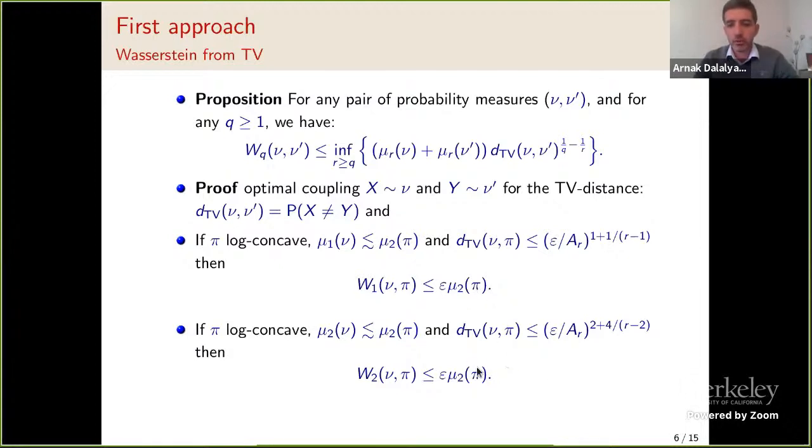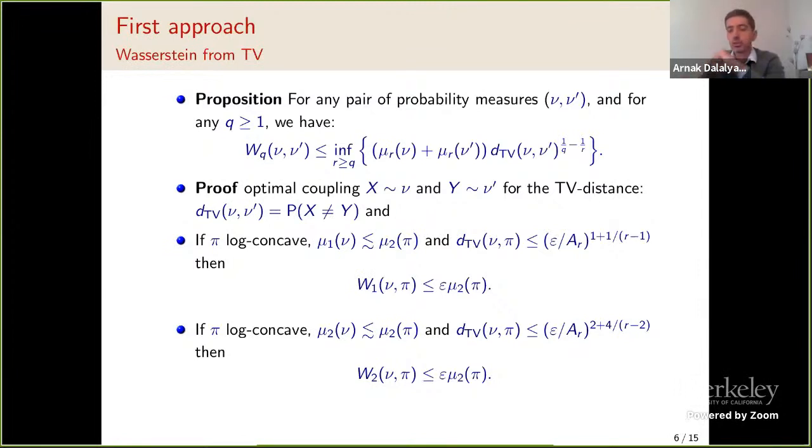Okay, so we have these two results written here. The one for W1, the one for W2. And the important thing to notice is that for W1, we should have the total variation distance bounded by epsilon to power 1 plus something. For W2, it should be epsilon to power 2 plus something. Okay? So there is a power 2 popping up here.